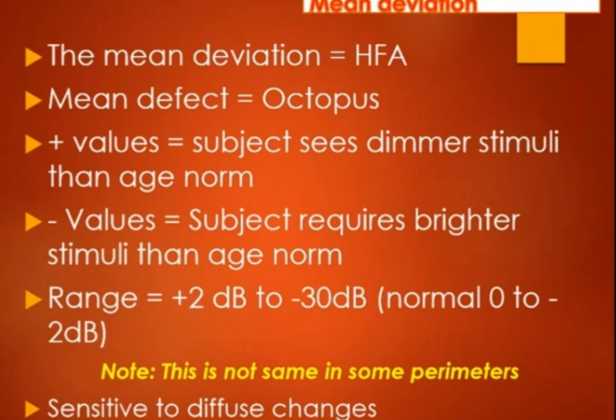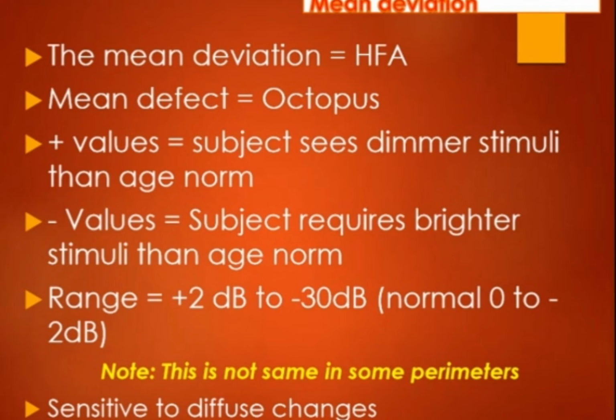So we talked about the range for the mean deviation. It actually ranges from +2 decibel to -30 decibel. So it has a range and then there are meanings. For mean deviation between +2 decibel and -2 decibel, it is seen as normal.